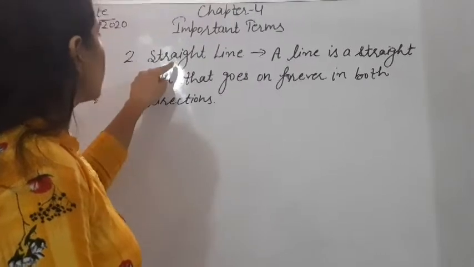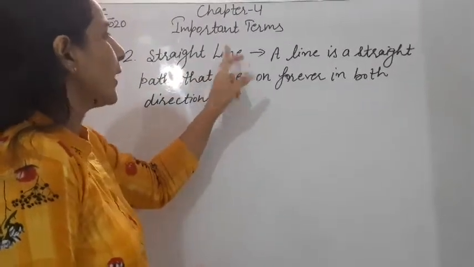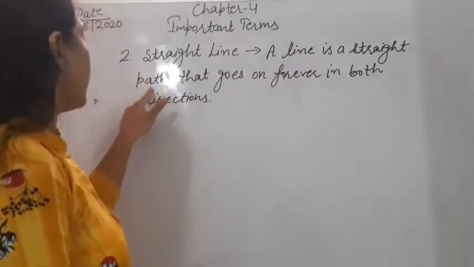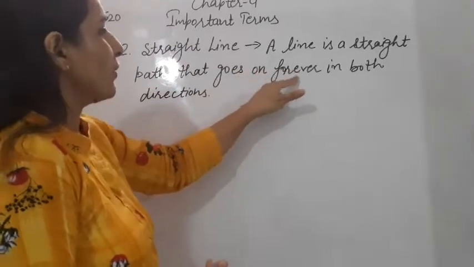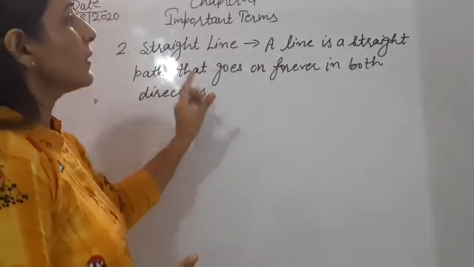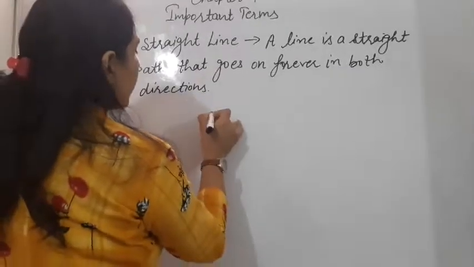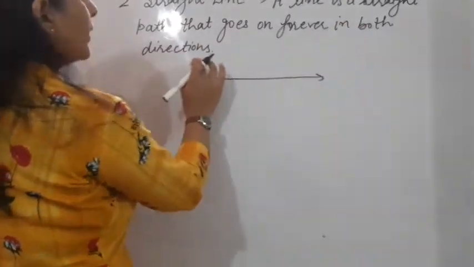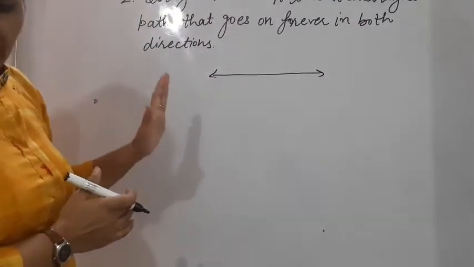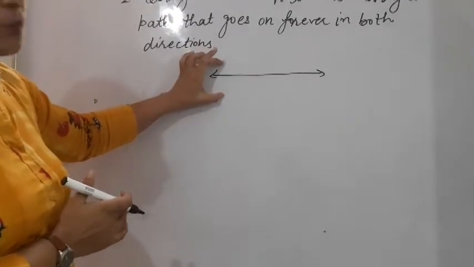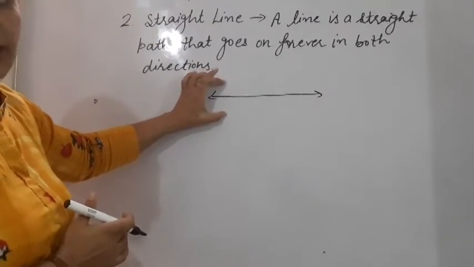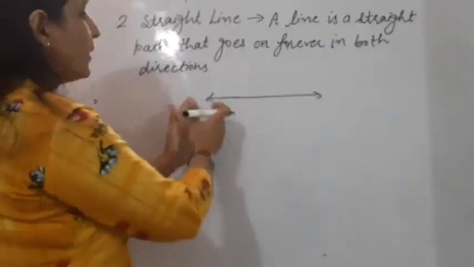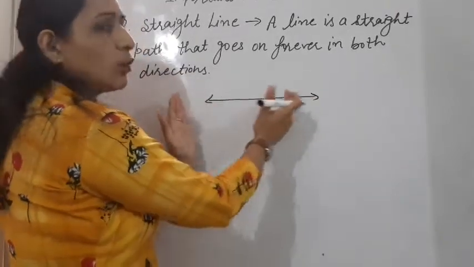Now the second is straight line, or you can say line. How do we explain the line? A line is a straight path that goes on forever in both directions. A line has no end point, and we cannot measure the line also. It has no definite length, so we cannot measure it.